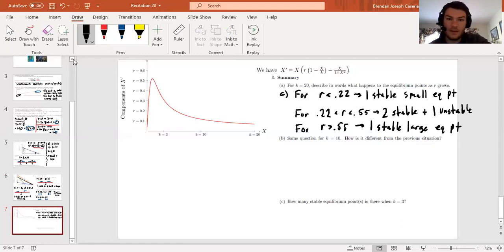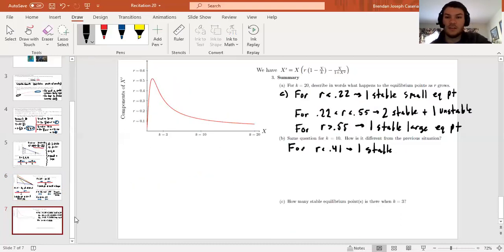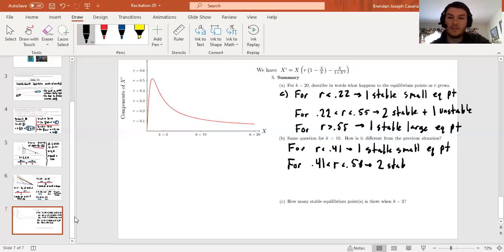So I can say for R less than 0.41, we have 1 stable equilibrium point, and again, the stable point is small. For R between 0.41 and 0.58, again, we had 2 stable and 1 unstable. And for R greater than 0.58, 1 stable, large equilibrium point.